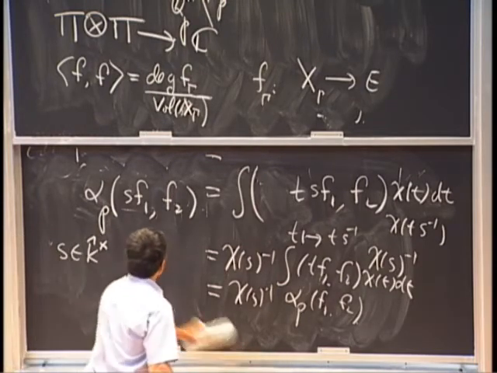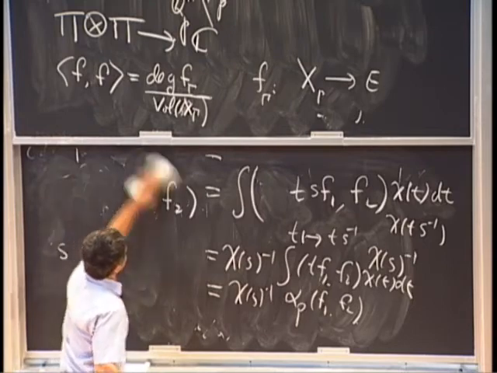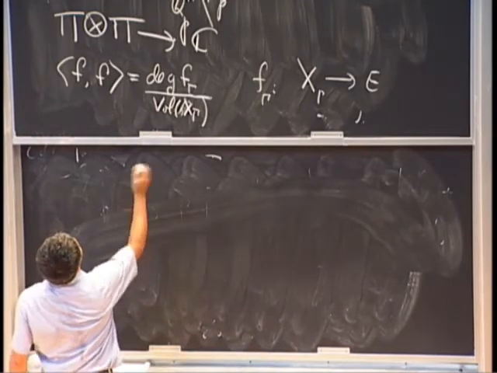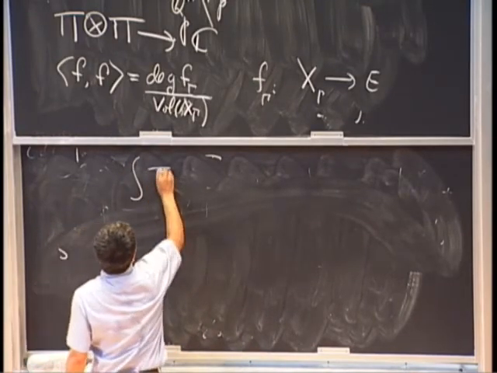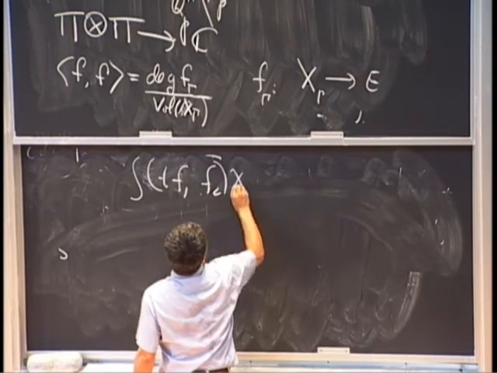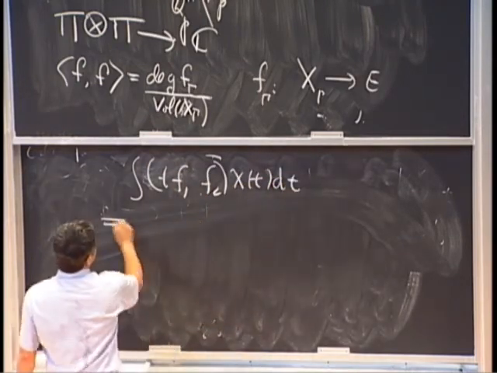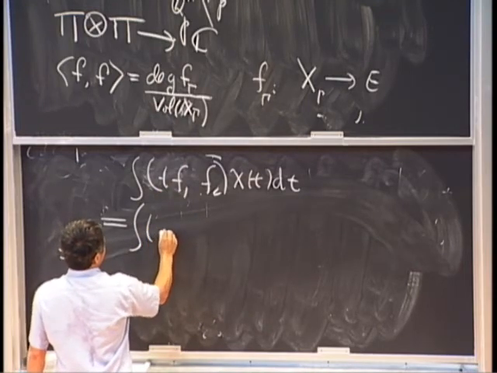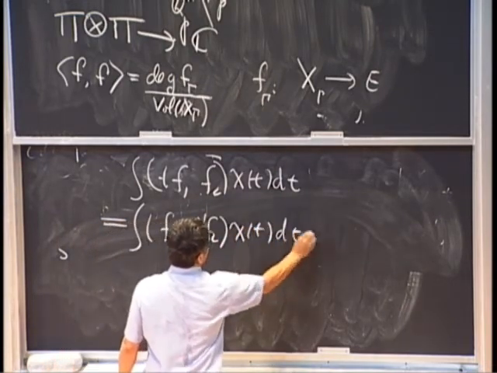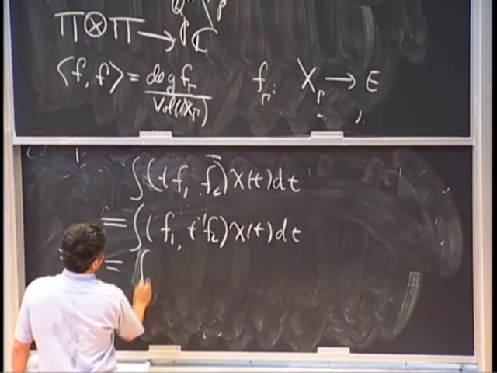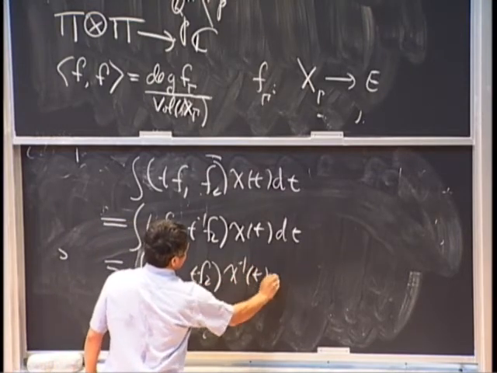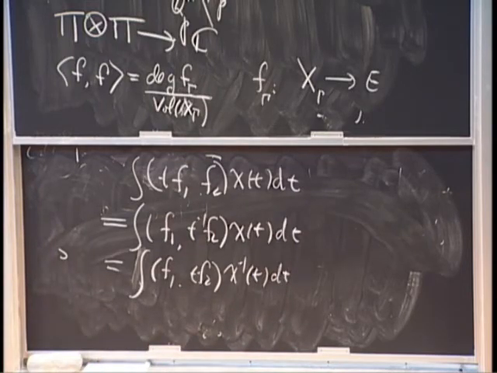Similarly, if you want to see the other direction, you can rewrite this formula as the integration of f1 with t acting on f2, times chi(t) dt. Because the action is by conjugation, this is f1 of t inverse, f2, chi(t) dt. So this is the integration of f1, t f2, times chi inverse of t dt. That gives you the invariance under the other action. So you have two actions there.